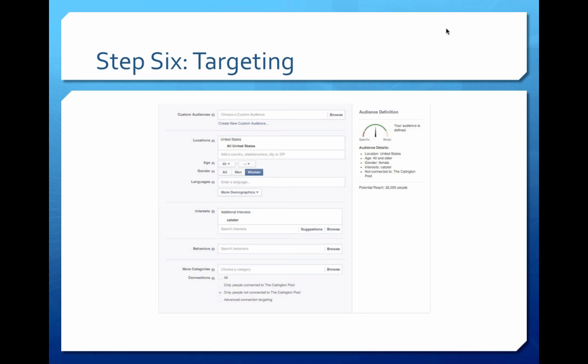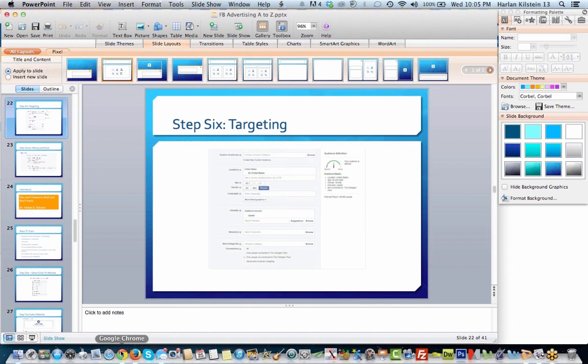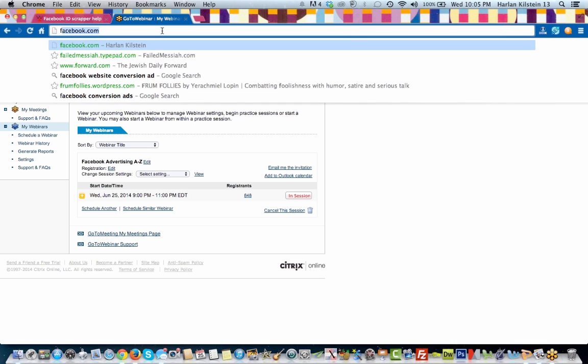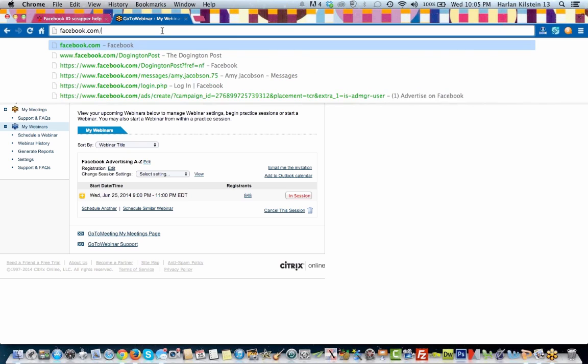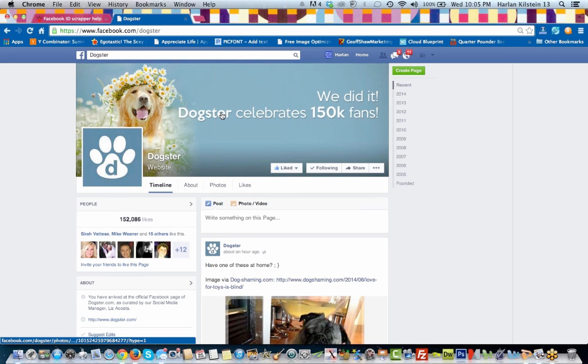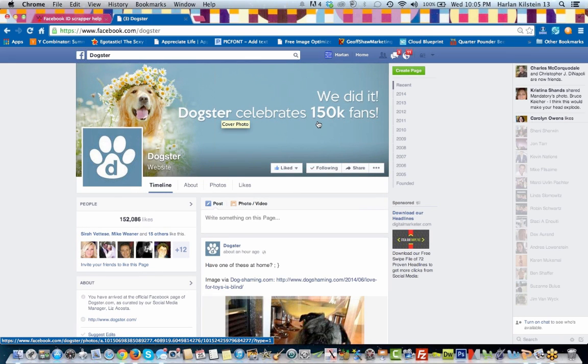We used to consider Dogster our competition. I haven't looked in a long time at Dogster. Yay! They got 150,000 fans. The only thing is they've been around for like 8 years or so, and it took them 8 years to get 150,000 fans, and it took us 3 years to get 362,000 fans. They don't like us very much, but they have a sister site, and it's called Catster.